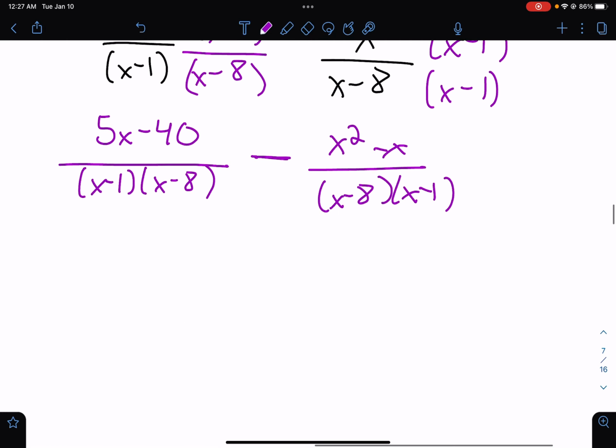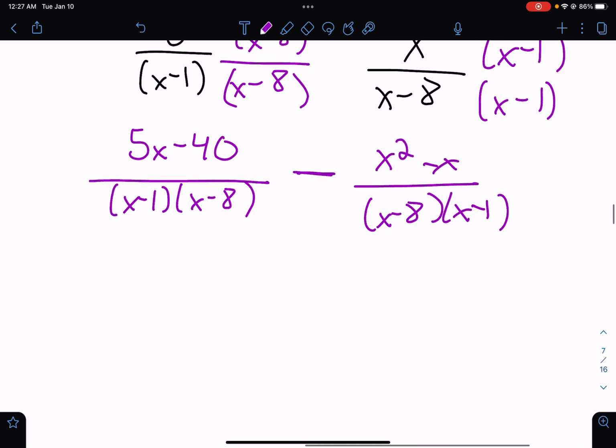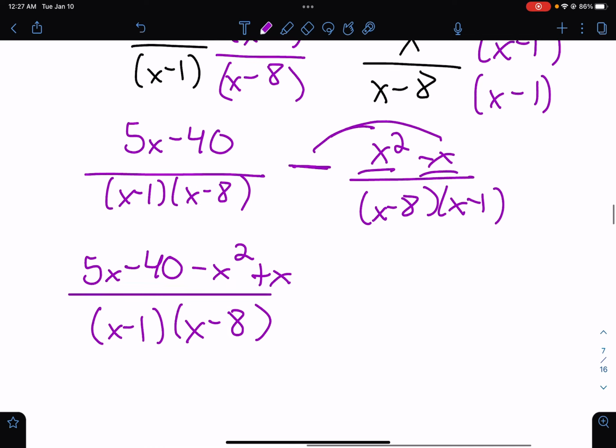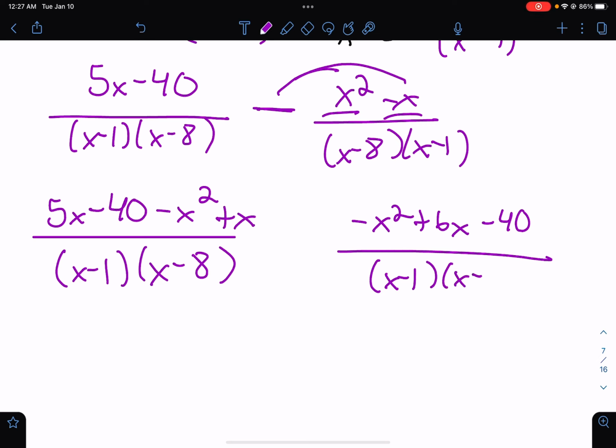All right, so now we've got our common denominator. This is the tricky part. This is not addition, okay? This is subtraction. So after you get your common denominator, we're going to get it all over one denominator and make sure we distribute. So we've got x minus 1, x minus 8, and we end up with 5x minus 40 minus x squared plus x. Because when you distribute that negative, this becomes negative, that's going to become positive. And then you just combine like terms. So we've got minus x squared, we get 6x, we get a negative 40. And then we get an x minus 1 and an x minus 8. Not 18.